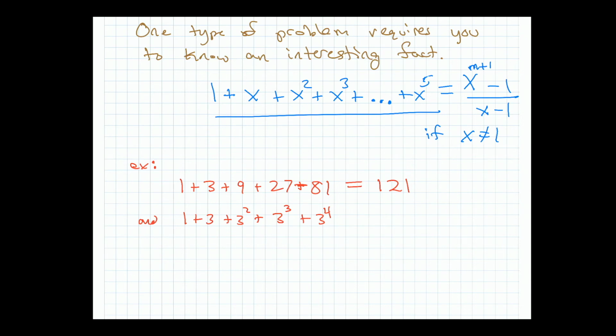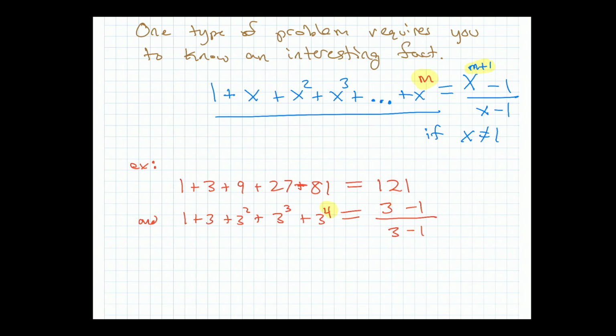Okay, sorry. Let me fix this. I have no idea why I put a 5 there. That's got to be an m. If you compare these exponents here, whatever one you stop at is m, and then the one here is m plus 1. So if I stop at the 4, then when I write my formula, it would be the 3, that's the x, to the m plus 1, which is 5, 1 higher, minus 1 over 3 minus 1.